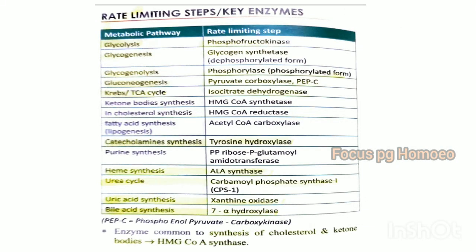Key enzymes in different metabolic pathways. This is an important cycle and commonly asked. In glycolysis, the rate limiting step is phosphofructokinase. In glycogenesis, it is glycogen synthetase. In glycogenolysis, it is phosphorylase. In gluconeogenesis, it is pyruvate carboxylase. In the TCA cycle, isocitrate dehydrogenase. In ketone body synthesis, HMG-CoA synthetase.